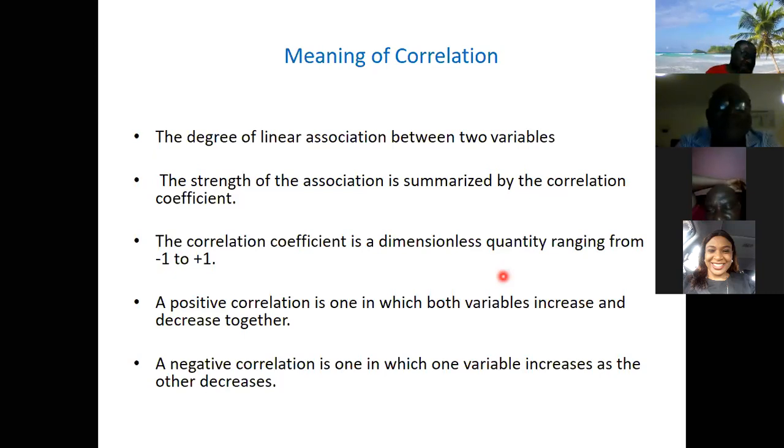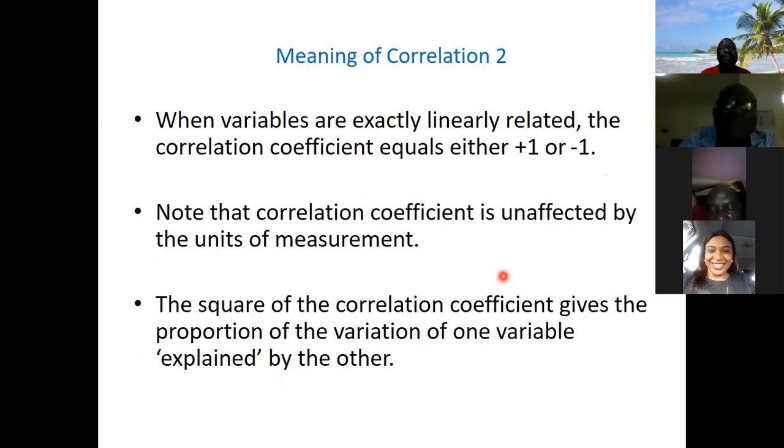Whichever way, the value ranges from -1 to +1, just for you to have the understanding. A positive correlation is one in which both variables increase and decrease together. A negative correlation is one in which one variable increases and the other decreases.